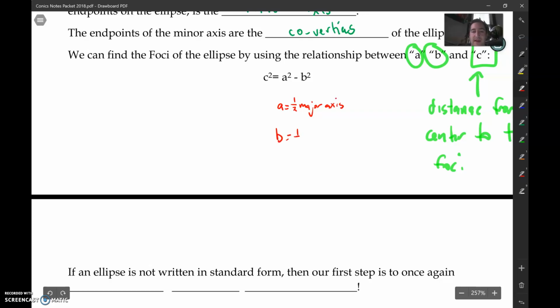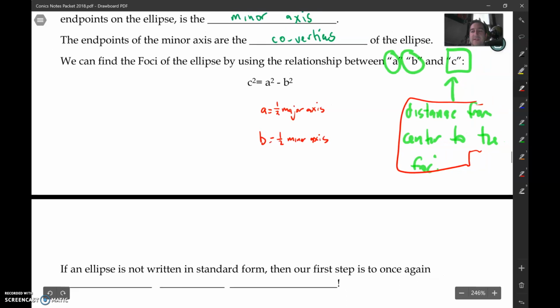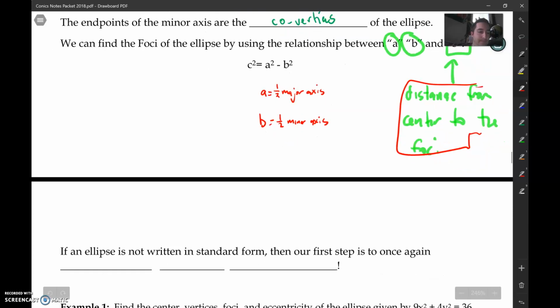And B equals half of the minor axis. And then we already told you what C was. It's the distance from the center to the focal point. Okay?